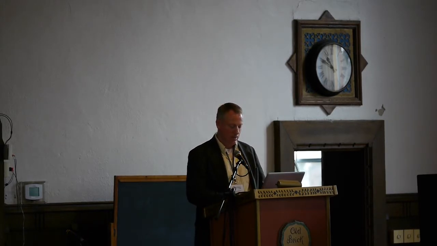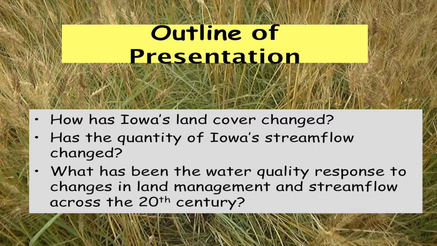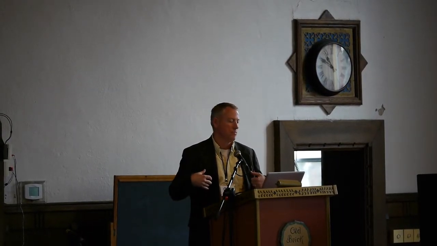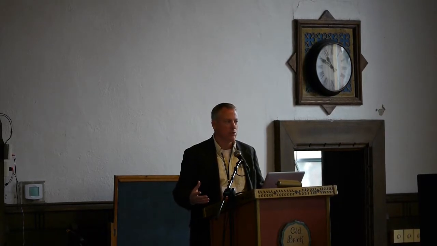But what we'd like to talk about today is how has Iowa's land cover changed. We're taking a 150-year perspective here. So to get us up to the current situation that Bill described, how did the land cover change? How has the quantity of Iowa's stream flow changed over time? There's not enough time to talk about a lot of the aquifer stuff and the groundwater issues. As Bill set it up, we're going to be focusing on the surface water quantity and how have the land cover and management changes and hydrologic alterations, what effect has that had on water quality?